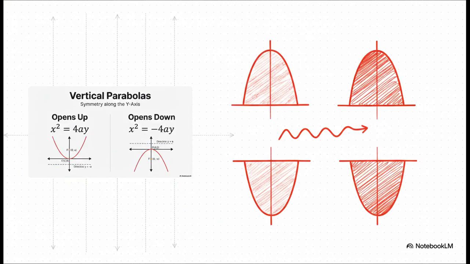Simple as that. And you guessed it, the exact same logic applies here. If the x term is the one that's squared, you've got a vertical parabola, the kind that opens up or down. An equation like x squared equals 4ay opens up towards the positive y-axis, and x squared equals negative 4ay, it just flips and opens straight down. The variable that's squared tells you which way it's oriented. It's a beautiful, simple system.